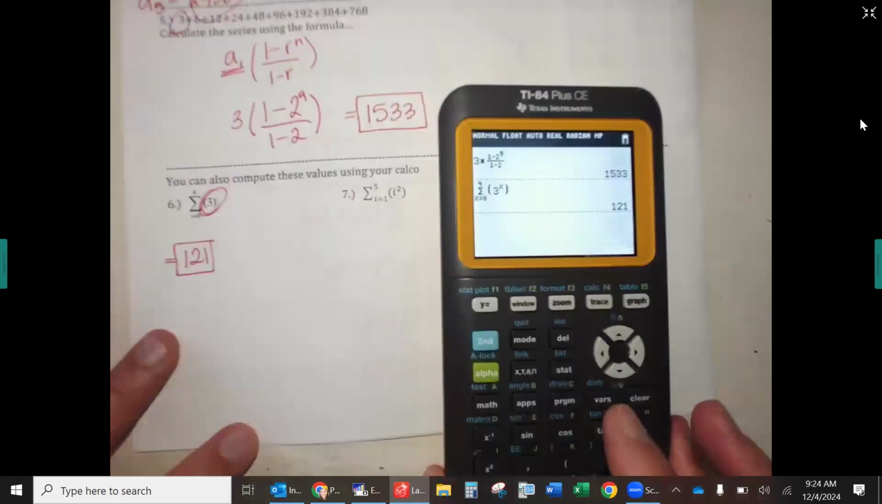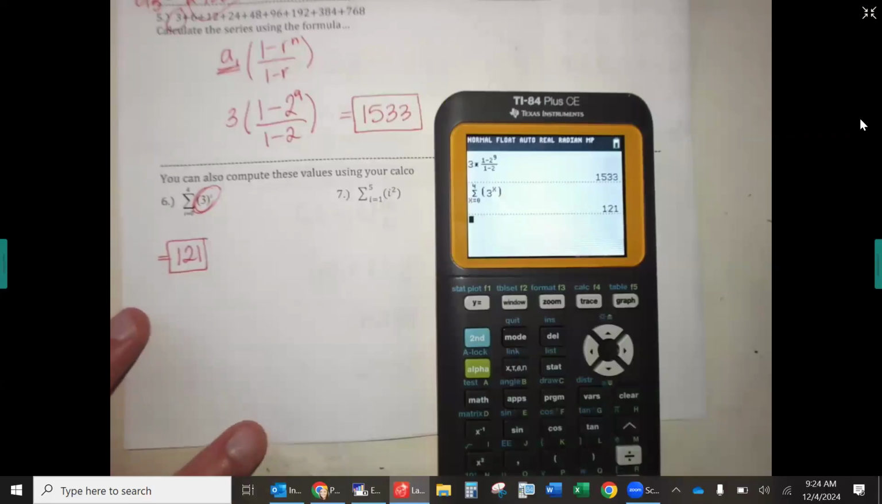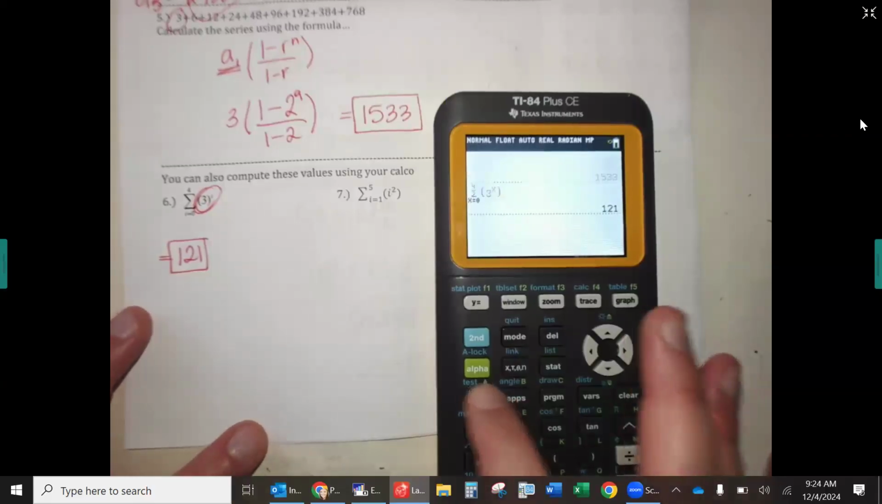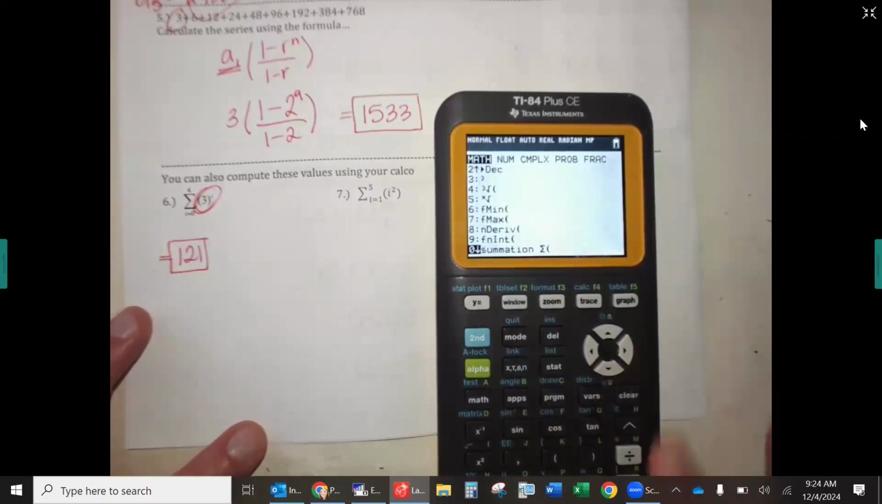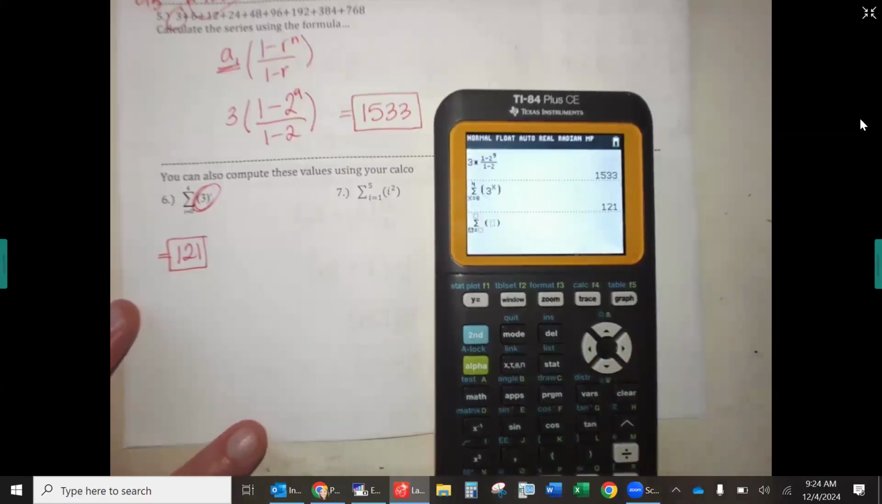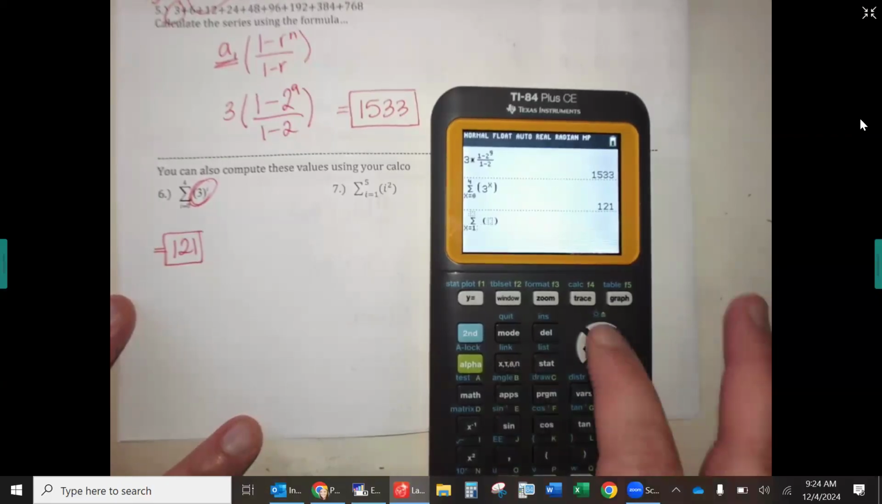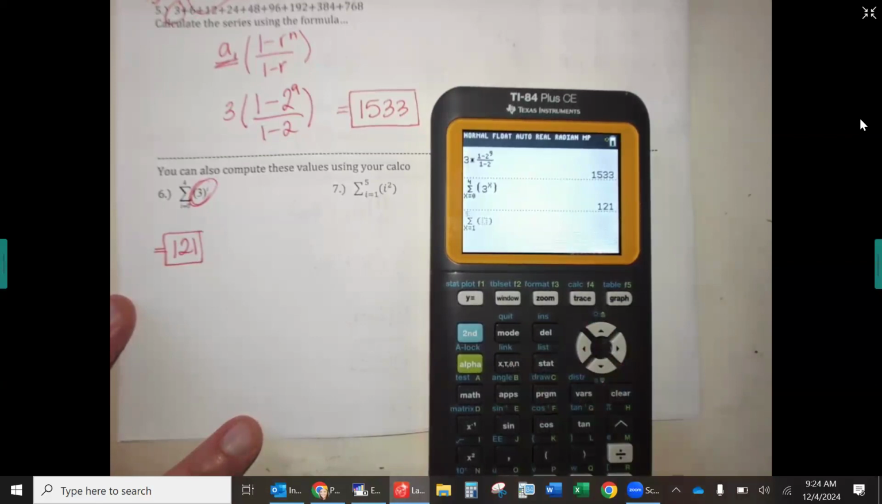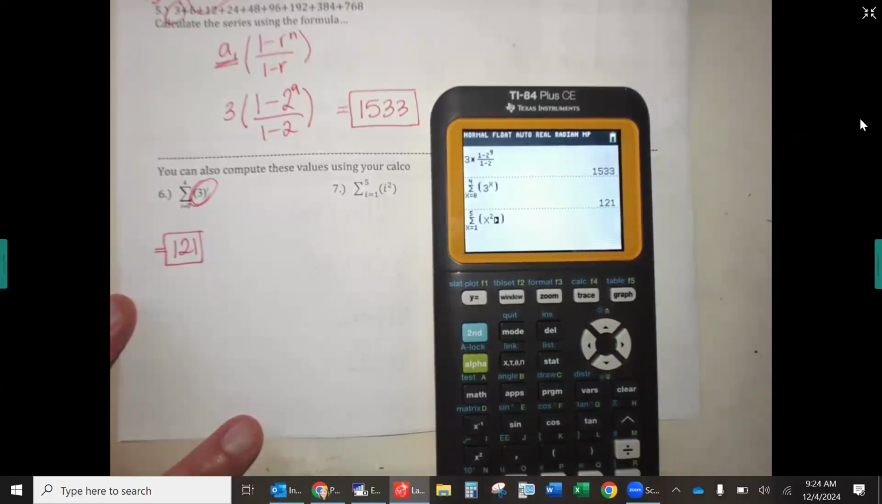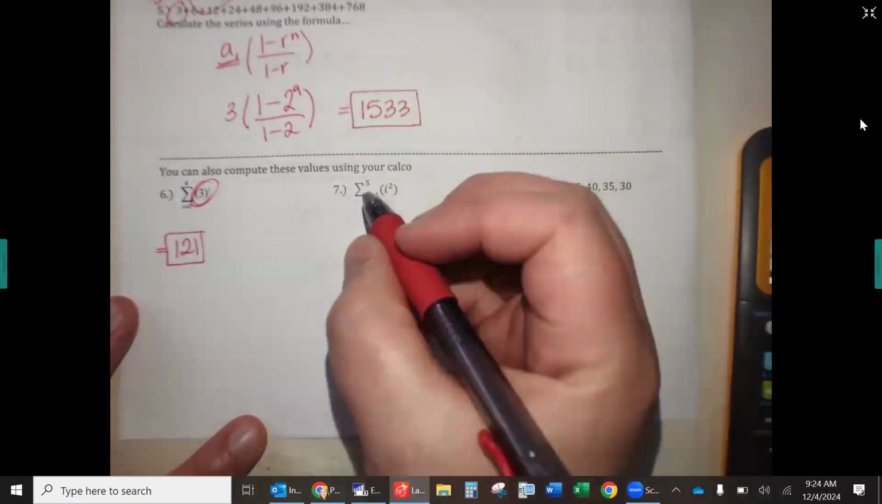Okay, go ahead and type in number 7. So it'd be math, scroll all the way down to option 0. Where does your summation start on number 7? X equals what? 1, and it stops at 5. And your formula is I squared, which we would type in as an X squared. Just because you don't happen to have an I button that you could use. So that one comes out to 55.